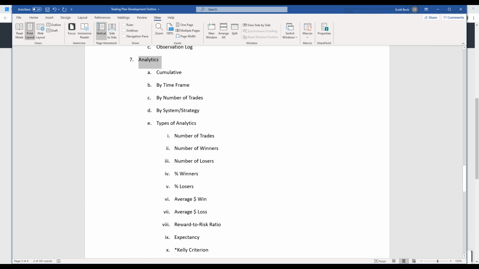We run some analytics. I like to run analytics cumulatively, so I look at a broad period of time. I go by time frame, so I might look at August versus September, September versus October, last week versus this week. By number of trades, I like to keep track of my trades every 25. I started with a guy who is a retired stats professor, but I actually worked with a mathematician and a statistician.